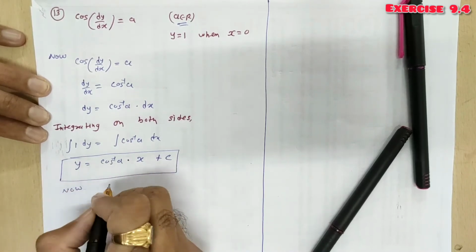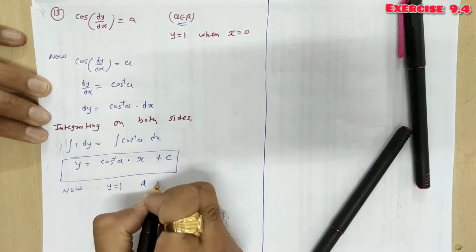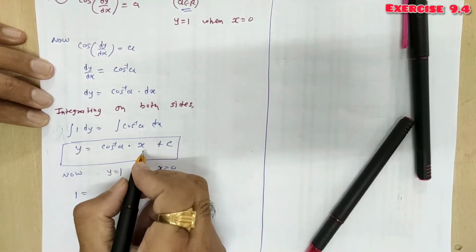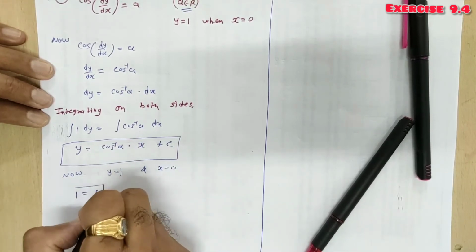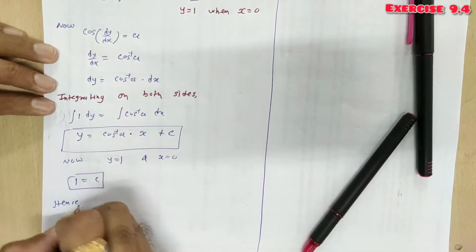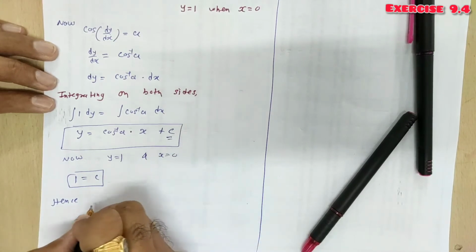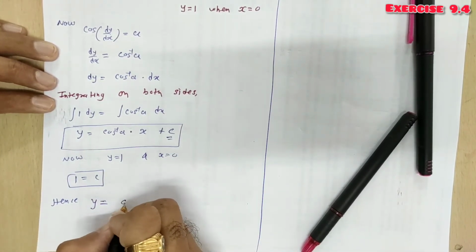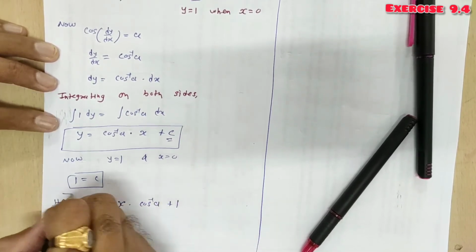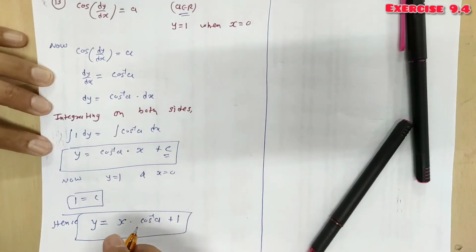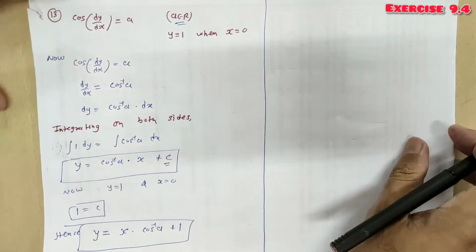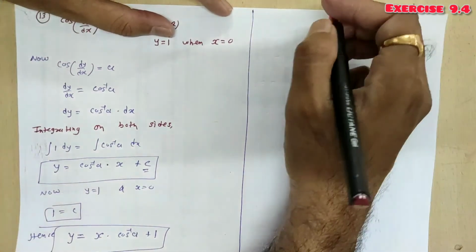Now using the condition, y equal to 1 when x equal to 0. So put y equal to 1, x equal to 0. Here x is 0, so this term is 0, and c equal to 1. Therefore our particular solution is, put c equal to 1, y equal to x cos inverse a plus 1. This is the particular solution of the differential equation of question number 13. Simple.